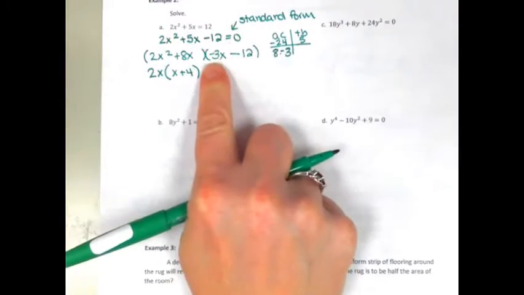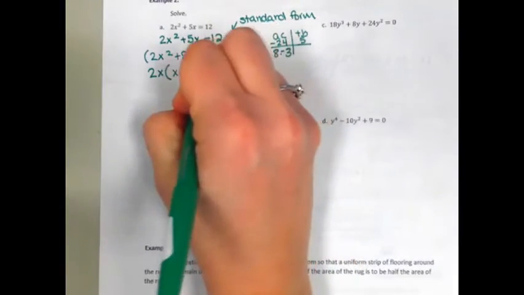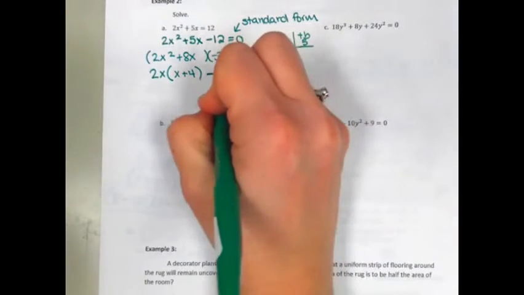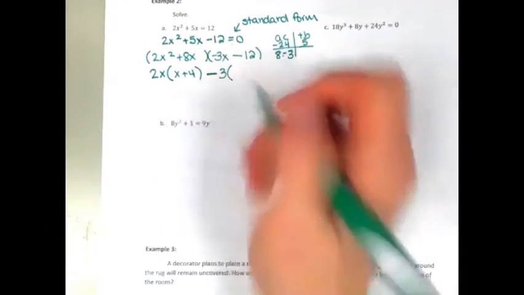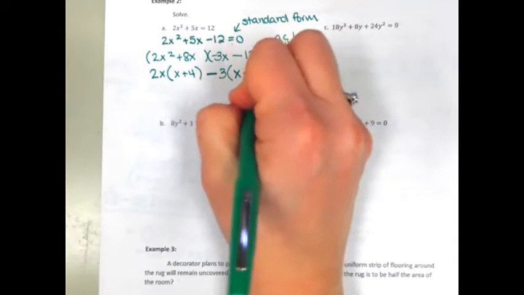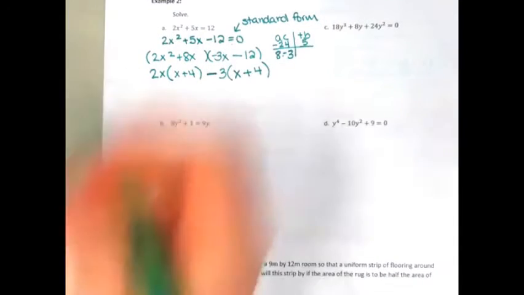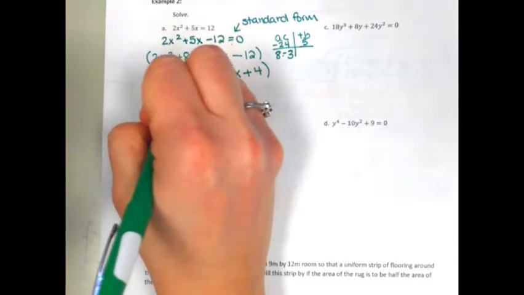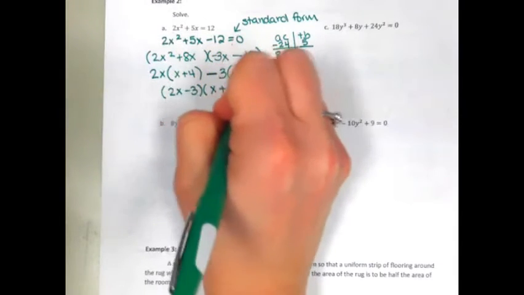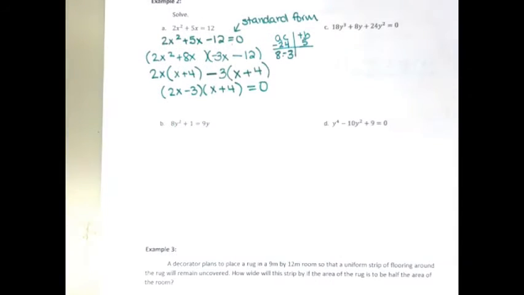Okay. My 3x is negative, so I have to pull out a negative number. And my GCF between 3 and 12 is 3. So -3 divided by -3 is a positive x. -12 divided by -3 is a positive 4. Okay. So we have in factored form, we have 2x minus 3 times x plus 4. And then we have to set it equal to 0.